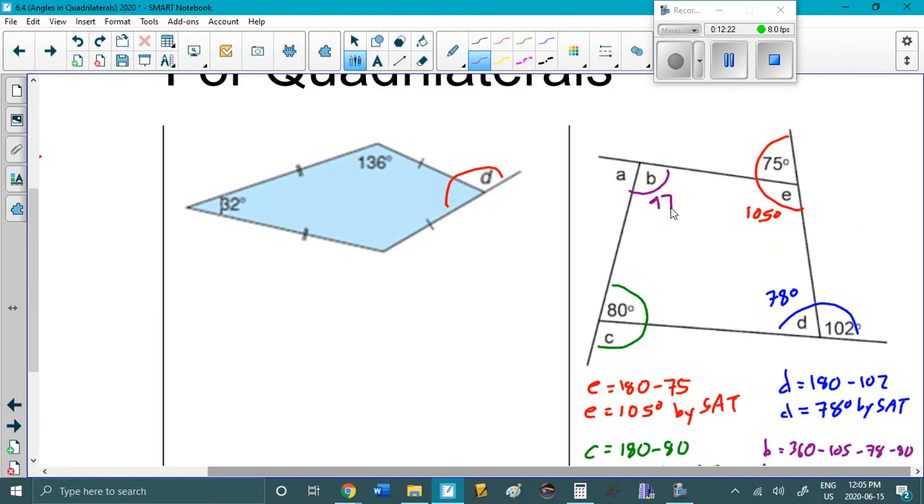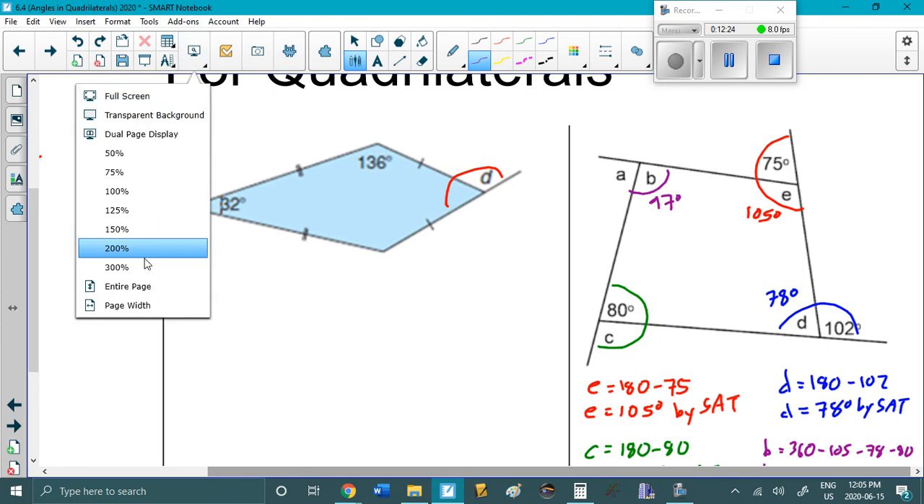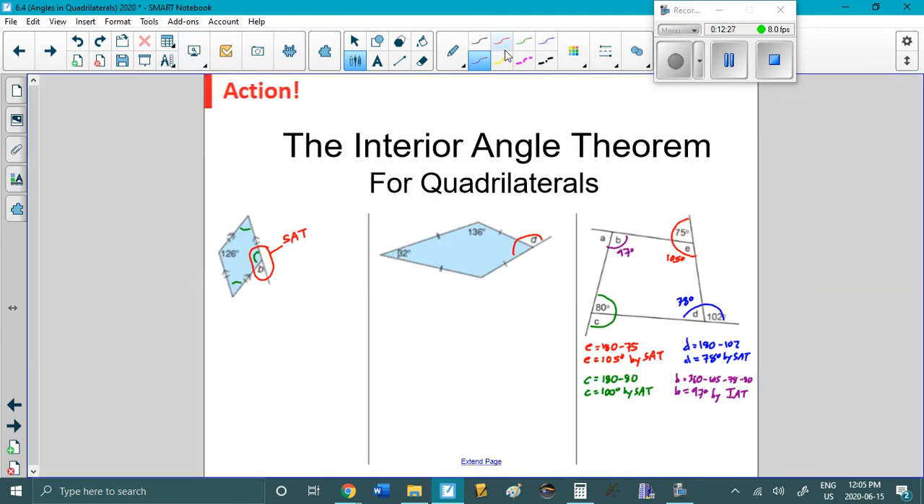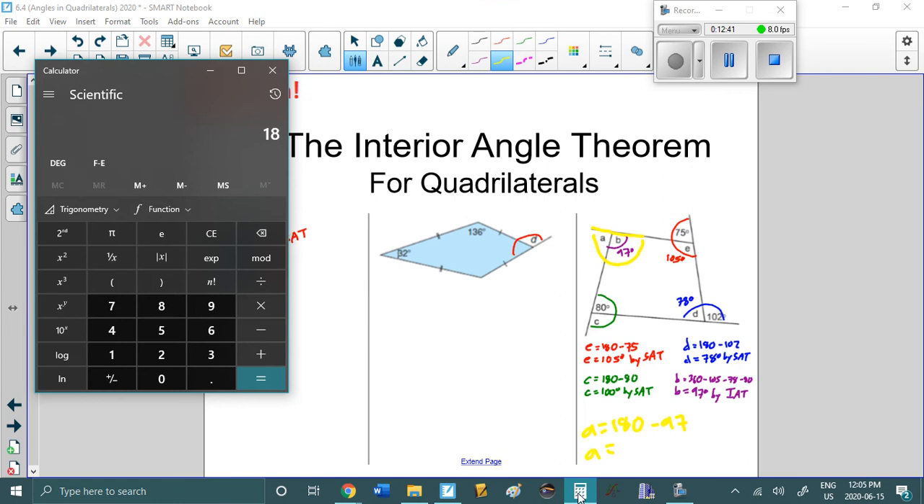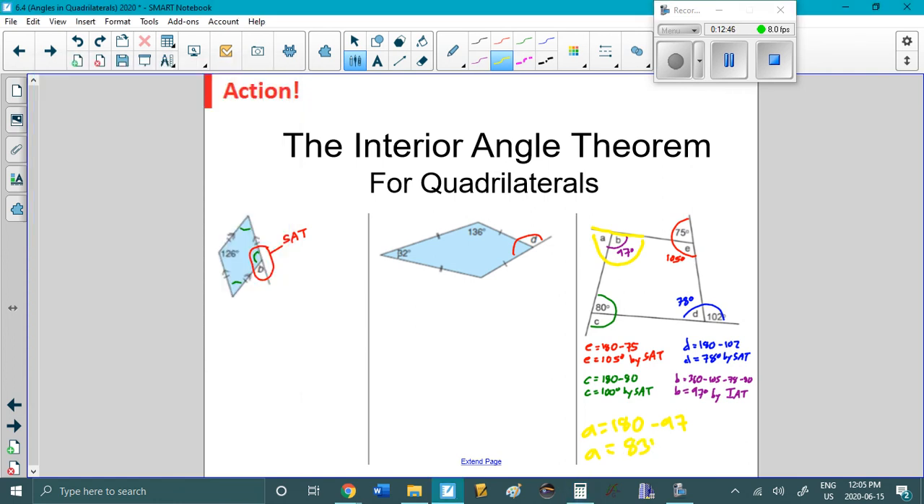So B is 97, and the only one that's left is to find angle A. And we know that these two angles are on a straight line, so they add up to 180. So A equals 180 minus 97. So 180 minus 97 is 83 degrees by straight line is SAT, and that's it. That's probably the hardest question that was in there. And sorry that SAT, I didn't do that yesterday.